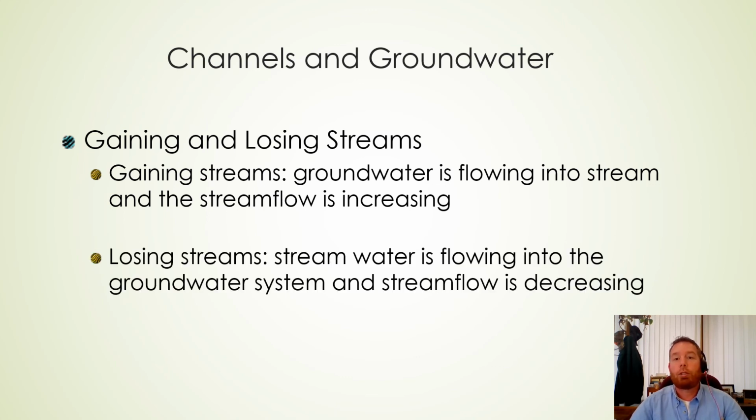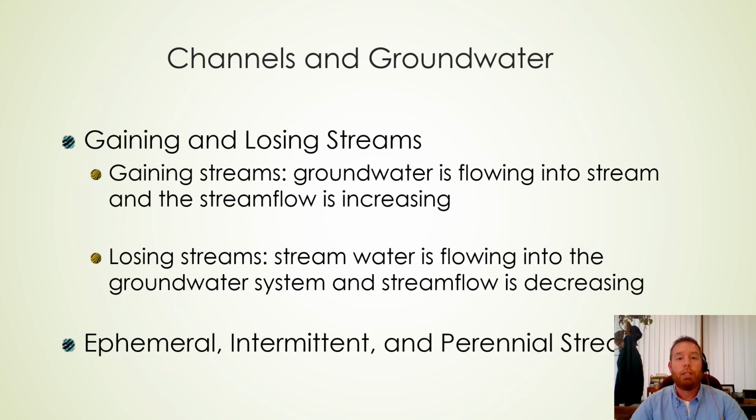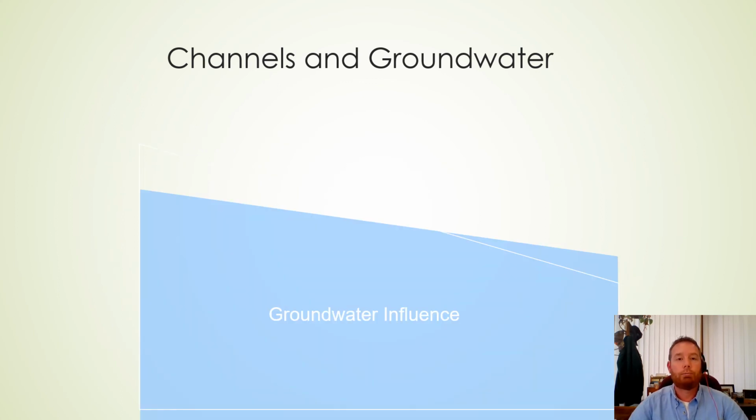However, you may have also heard of losing streams or losing sections of streams, and these are areas where the water is actually moving out of the stream channel and into the groundwater system. And finally, you may have also heard terms like ephemeral, intermittent, and perennial streams. These too are related to the channel's interaction with the groundwater.